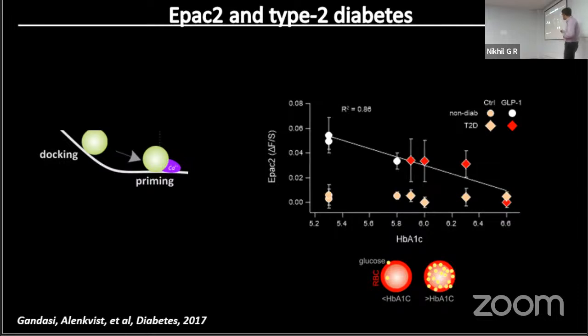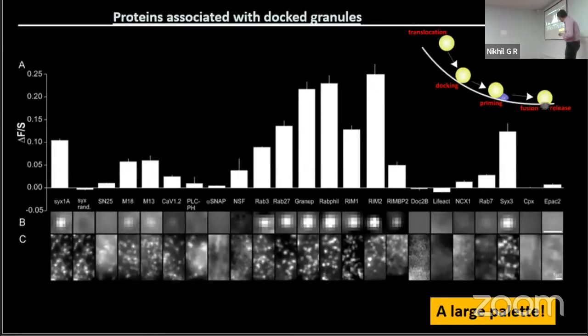Which means that there's less priming and less secretion that happens, right? We were going after a large pellet of proteins. I told you about EPAC2, I told you about syntaxin at some point, which is here, and I told you about RIM, RAB, and all that. Why do we go across a pellet of proteins? We go across a pellet of proteins because these are all in some way or other involved in the secretion. Normally, what people do is they look at the expression of these proteins.